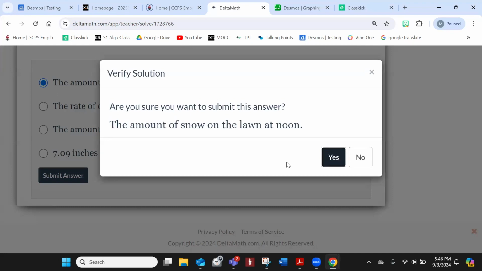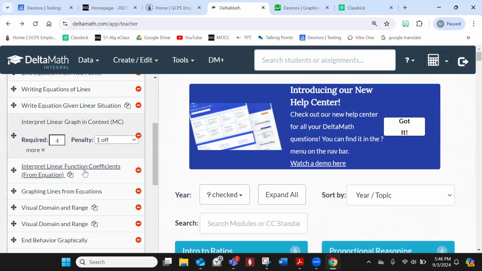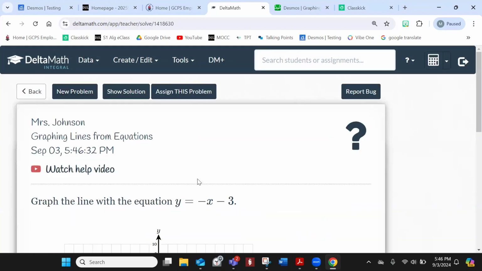So whenever he started tracking it, which he says at noon, that's how much snow was on the ground. All right, so that's all I'm going to do out of this particular one. I'm not going to do this one. This one is very similar to the multiple choice one, and I'm just not going to do it again. All right, so graphing. Let's do that one.